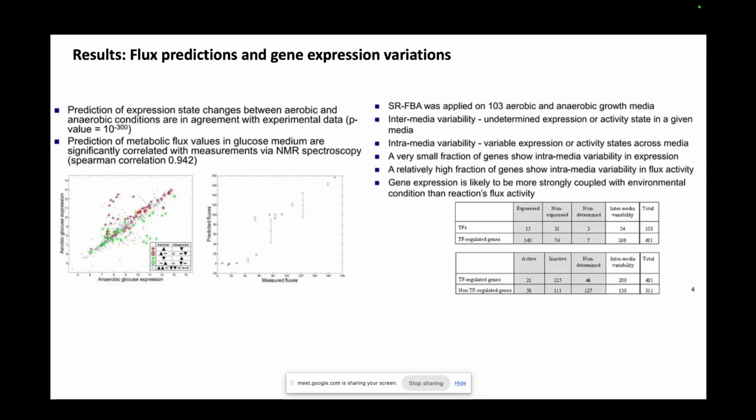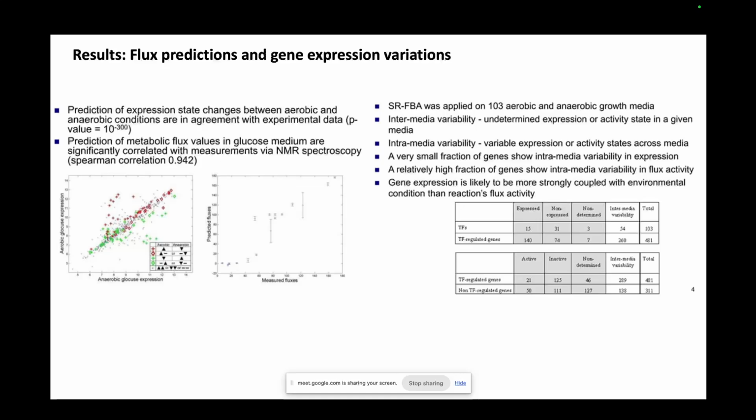Right. So now if you create the whole model and predict gene expression variations, the prediction of expression state changes between aerobic and anaerobic conditions are in agreement with experimental data. I'm talking about a particular study on different aerobic and anaerobic conditions, and how the different metabolic fluxes change. Now, the prediction of metabolic flux values in glucose medium are significantly correlated with measurements via NMR spectroscopy. So basically, your metabolic flux values in glucose are consistent with the experimental values that you have.